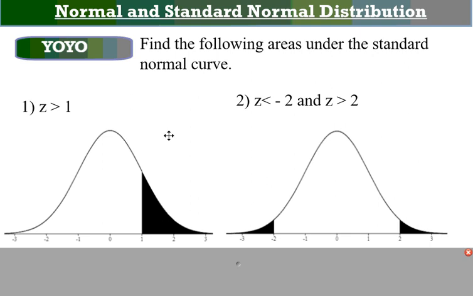Can give you a chance to try. Find the following areas under the standard normal curve. What's the area to the right of 1 standard deviation? What's the area that is to the left of -2 and to the right of +2? You might have to be a little creative on how you find the second one. Pause the video now, come back and see how you did.